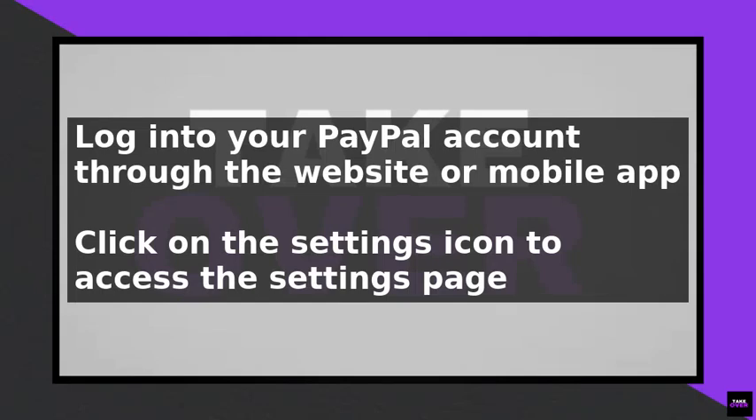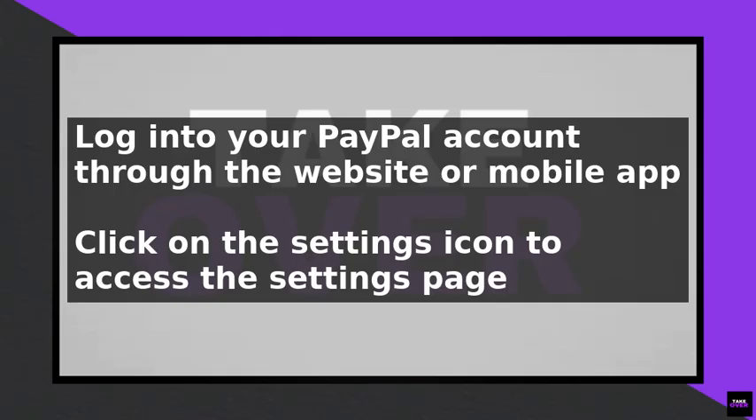To find your PayPal Me link, start by logging into your PayPal account through the official website or mobile app. Once you are logged in, click on the settings icon, which is usually represented by a gear icon. This will take you to the settings page where you can manage various aspects of your account.